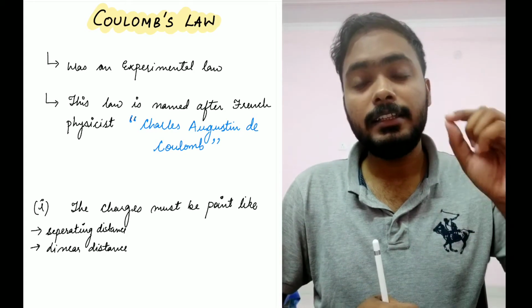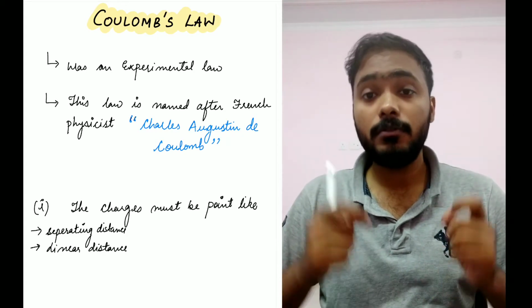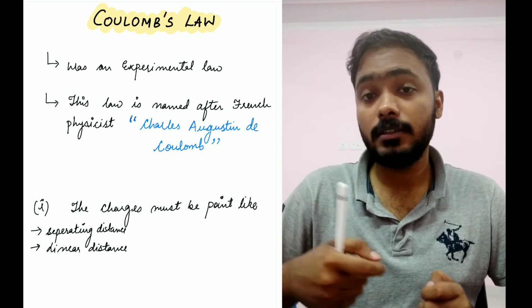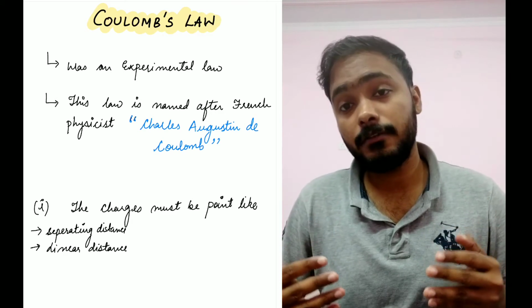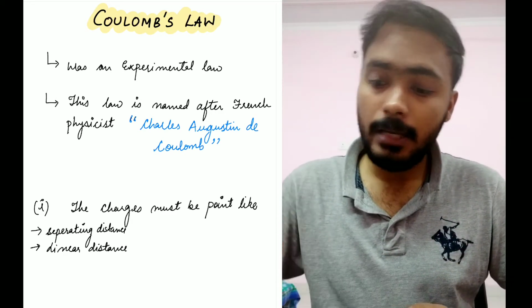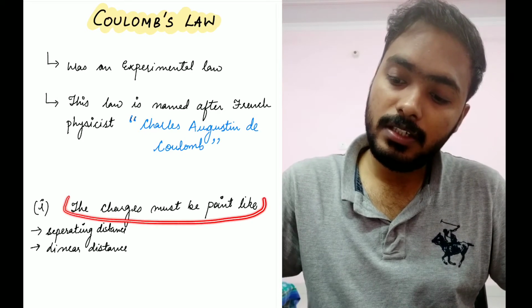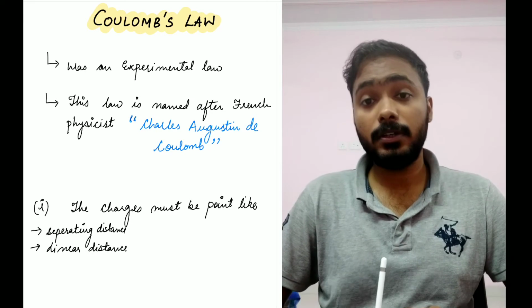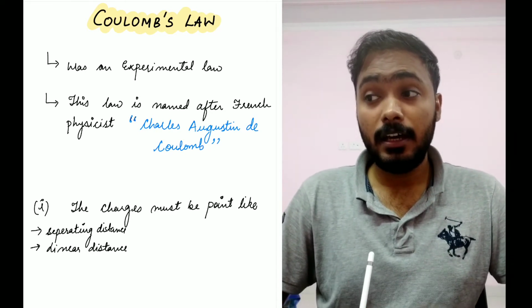There are a few conditions before we can apply Coulomb's law. If those conditions are fulfilled, then only we can apply Coulomb's law. So let's get to those conditions. The first condition is the charges must be point-like. Now, what does that mean?